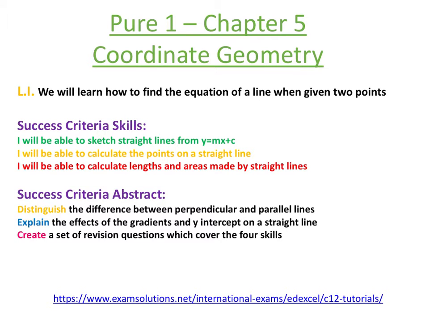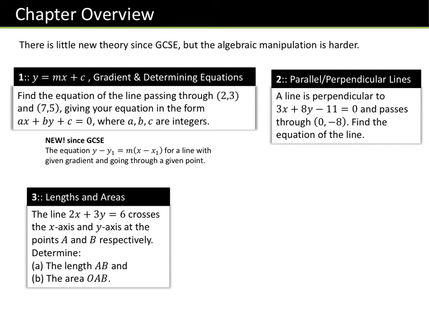Okay, chapter 5, coordinate geometry. A lot of what we're going to be doing is, again, from GCSE: sketching straight line graphs, calculating points on a straight line graph, calculating lengths using Pythagoras, and then something that's a little bit new, finding the areas made by straight lines. Okay, then obviously you've got your success criteria abstract, which being able to explain these will show our higher order thinking skills and full understanding.